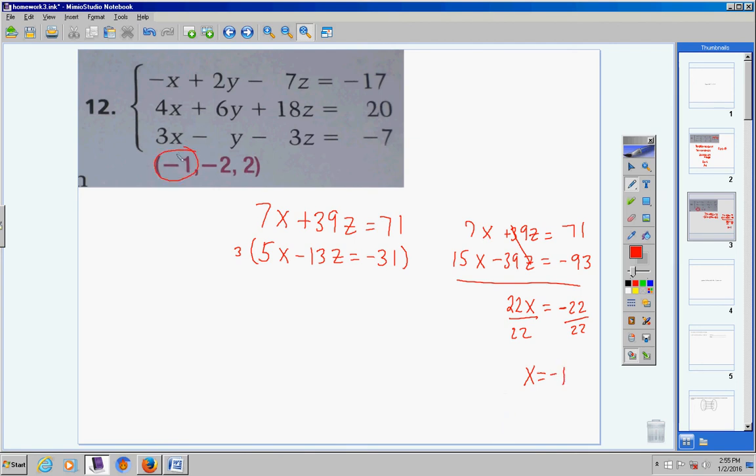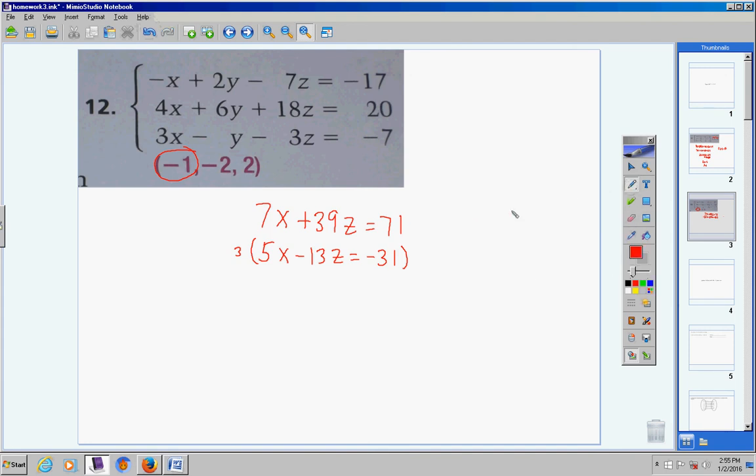Check. Now that I know that x equals negative 1, I can pick up negative 1 and I can put it here, or here, or here, or here. It doesn't matter, okay? Now I'm going to choose to use this equation right here because I have room underneath it to work. So 5, negative 1 for x, negative 13z equals negative 31. 5 times negative 1 is a negative 5.